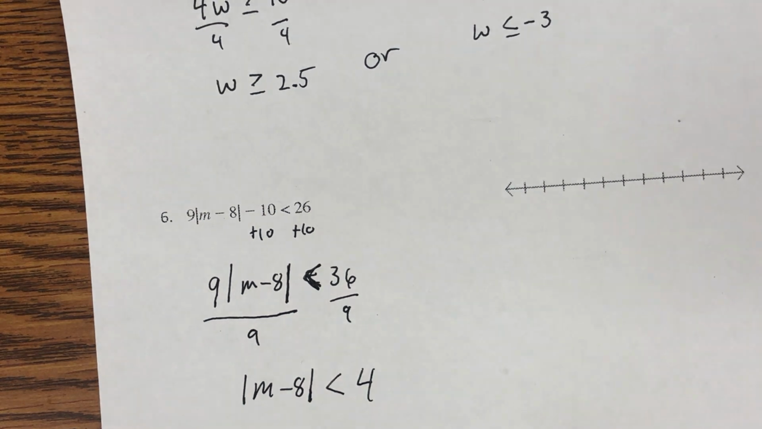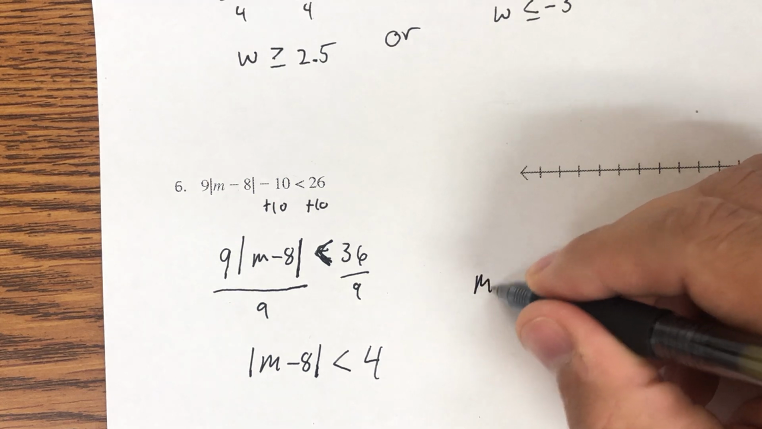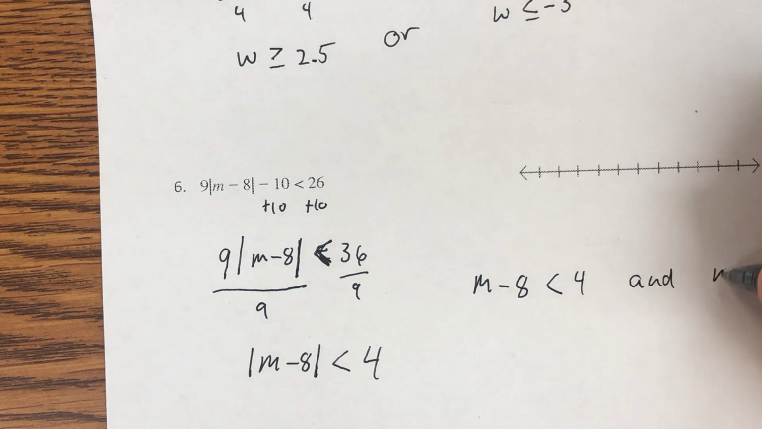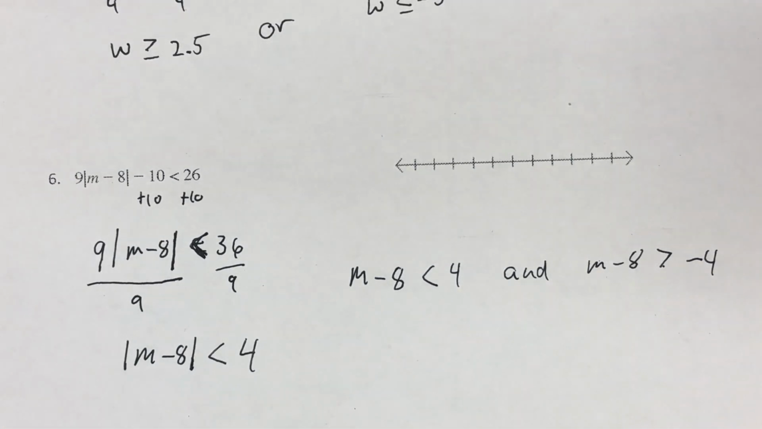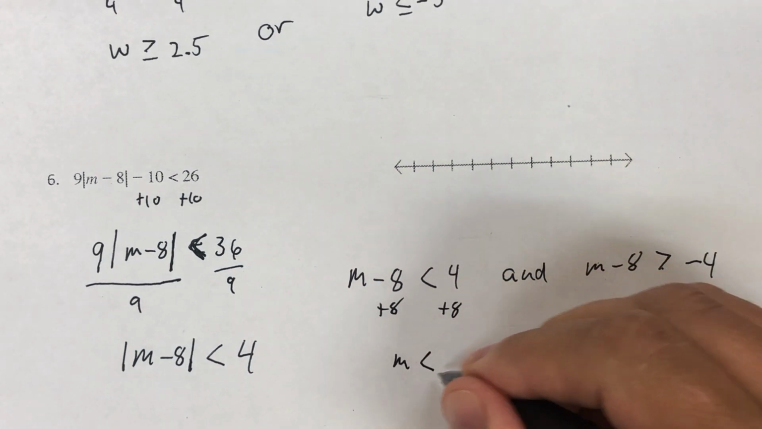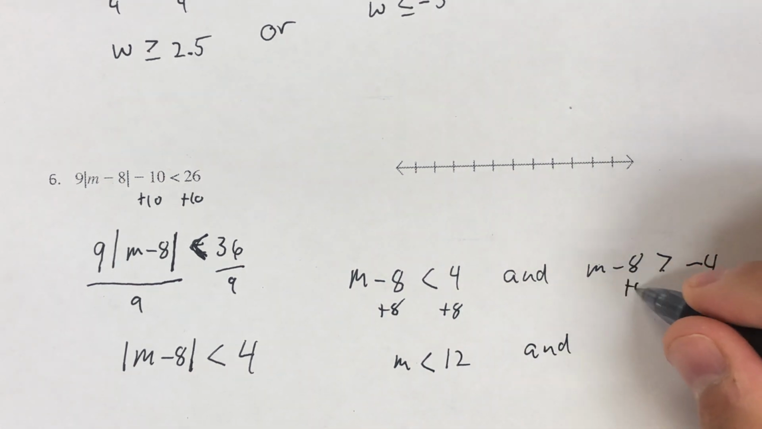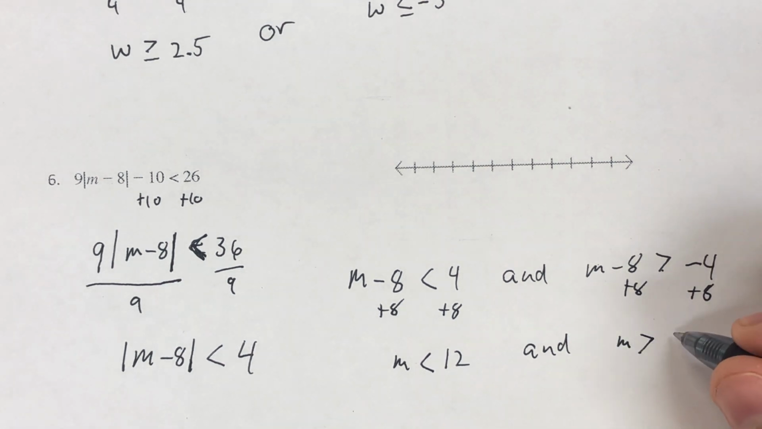So, since it's a less than, what do we use? Less than and. So m minus 8 is less than 4, and m minus 8 is greater than negative 4. Flip the sign, make it negative for the second one, okay? Add 8, solve them both. M is less than 12, and add 8: m is greater than negative 4 plus 8, which is 4.